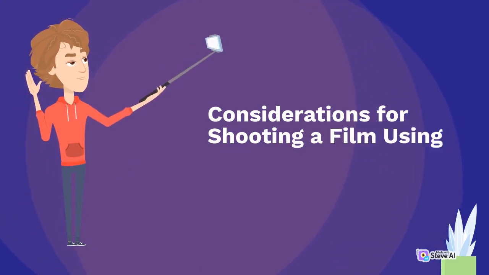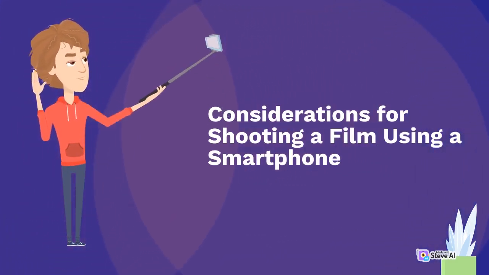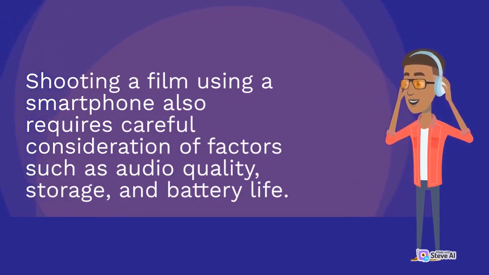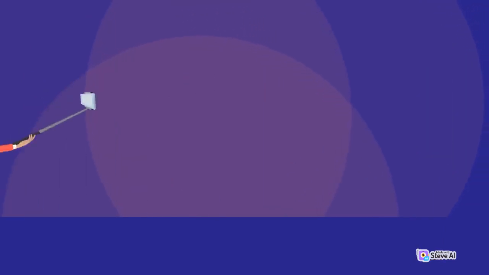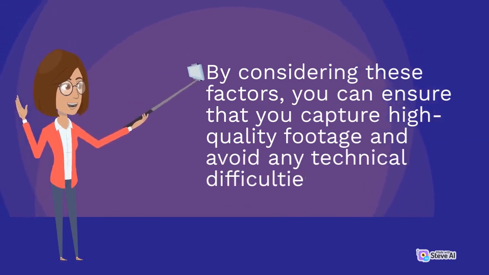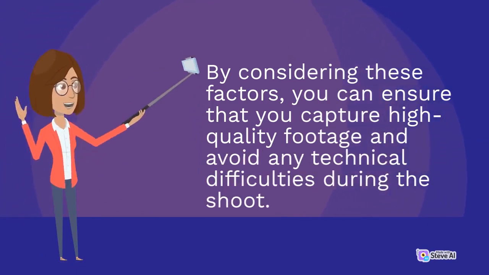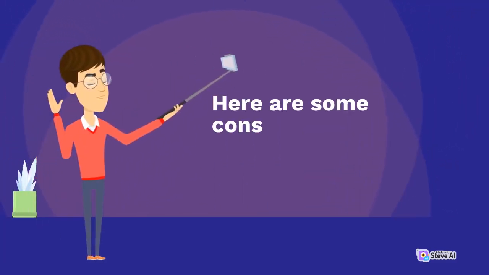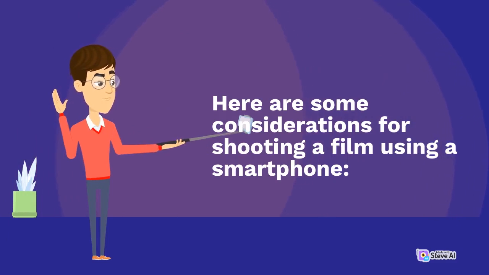Considerations for shooting a film using a smartphone. Shooting a film using a smartphone also requires careful consideration of factors such as audio quality, storage, and battery life. By considering these factors, you can ensure that you capture high-quality footage and avoid any technical difficulties during the shoot. Here are some considerations for shooting a film using a smartphone.